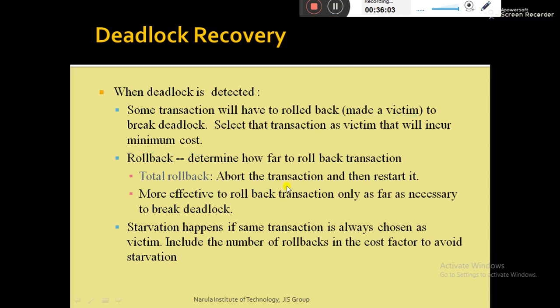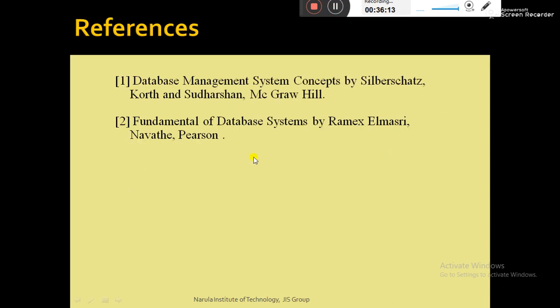So that's all for today. This is all about deadlock detection, deadlock prevention, and deadlock recovery techniques. And these are the references you may go through for further study.